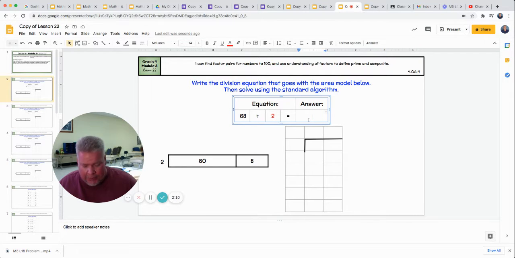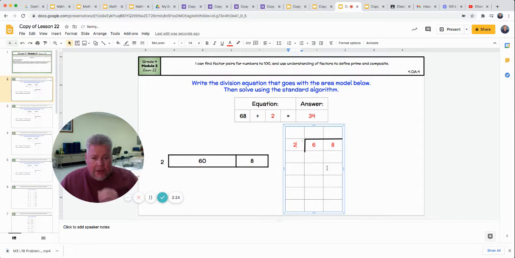So let's go ahead and put that there. But let's use the algorithm here and make sure that's right. So we have the number 68, and we're dividing it by 2. Let's see if 34 is the right answer. We'll kind of check it with the standard algorithm.